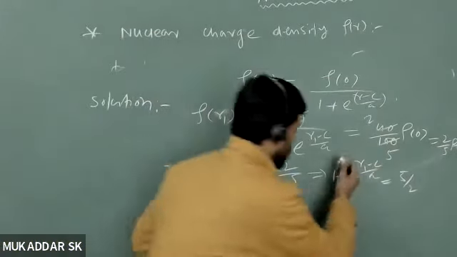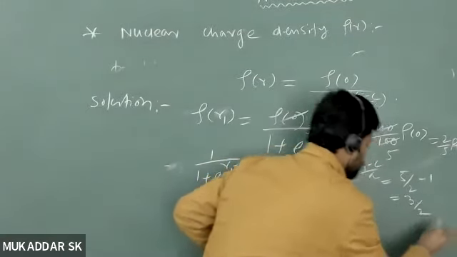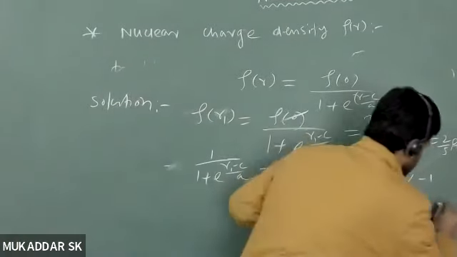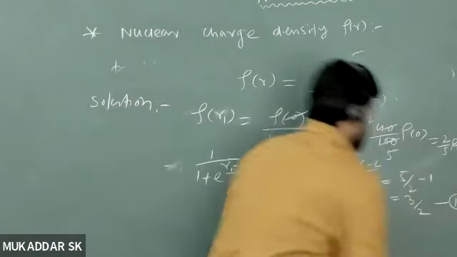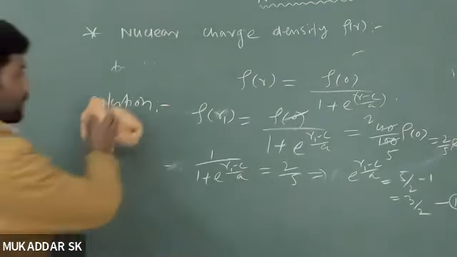Now if you bring that on this side, it will be how much? 3 by 2. It means exponential R1 minus C by A is nothing but 3 by 2. And let us take this as equation number 1. Okay.